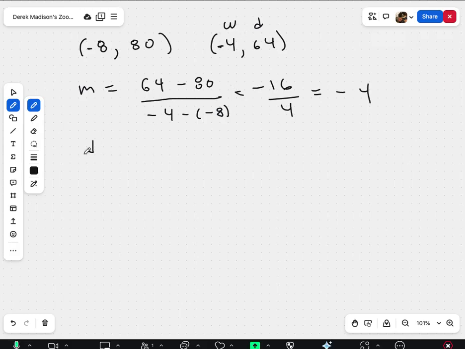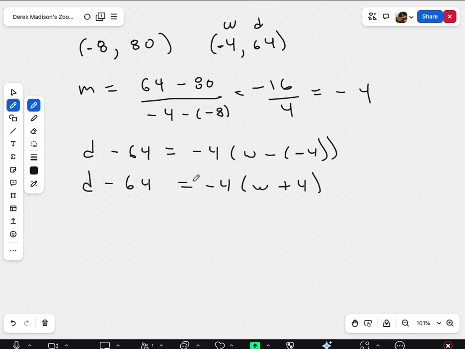So D is our y, so we'll say D minus 64 equals m, our slope, negative 4, times W minus, again, that negative 4 right there. So D minus 64 equals negative 4 times W plus 4. Distributing, D minus 64 equals negative 4W minus 16, and then add the 64 over, and we get D equals negative 4W plus 48. So it was that negative right there, and yeah, that's a tricky one, but that's how you would do it.